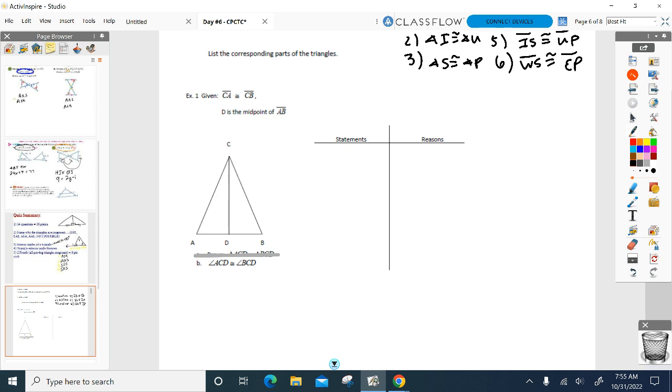Go ahead and let's mark your diagram, put in your statements, reasons, and then we'll talk about the new proof statement.